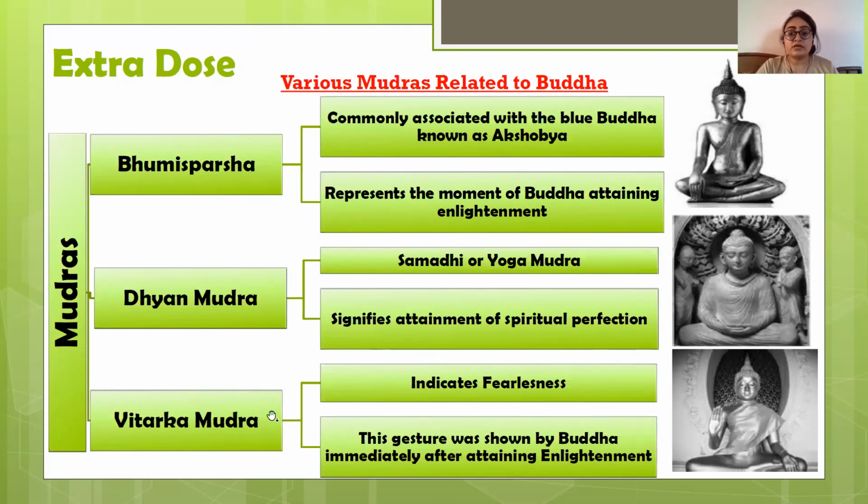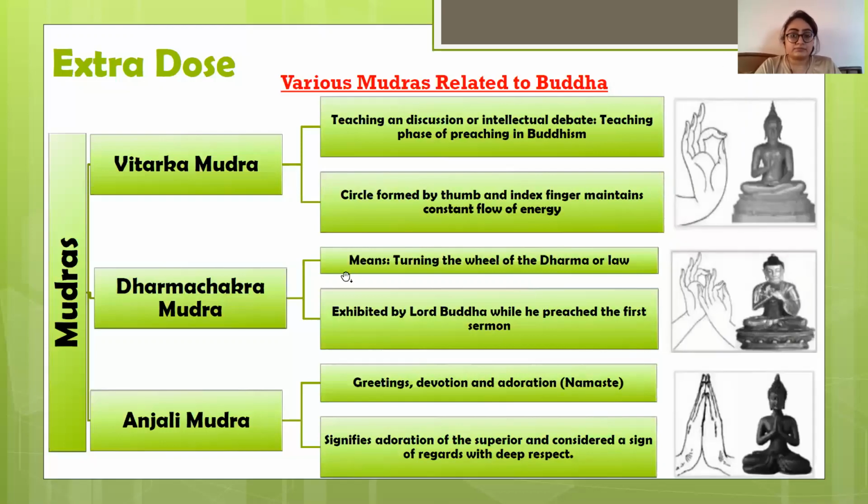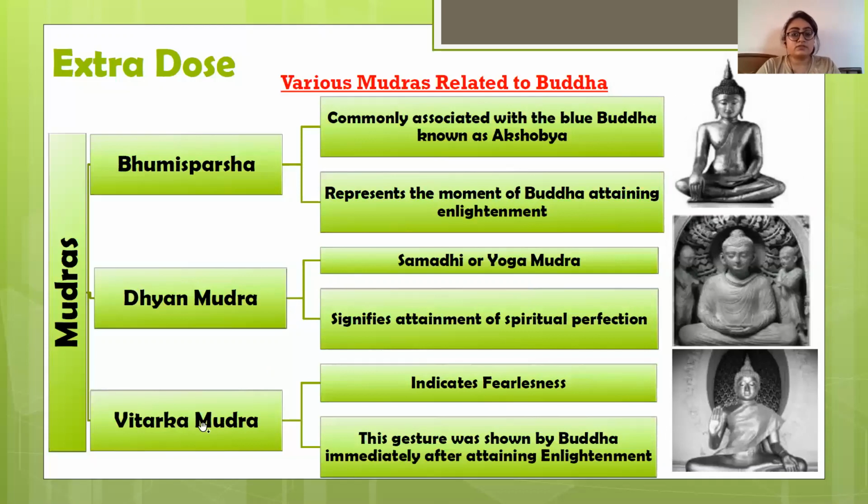Then you have the Vitarka Mudra. Okay, in the image you can see the Vitarka Mudra. One hand is over here and the other one is like this. So it indicates fearlessness. And this gesture was shown by Buddha immediately after attaining enlightenment. Okay, sorry. This one is not the Vitarka Mudra. It is Abhay Mudra. Fearlessness means Abhay Mudra. It is wrongly typed over here. Okay, change it with Abhay Mudra.